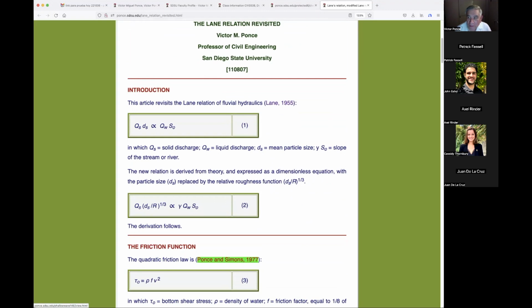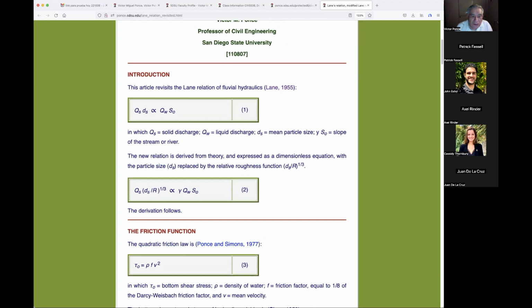Hold on to your seats, because it's going to get rough right now, okay? Lots of equations, and lots of equations that are physically difficult to grasp, okay? Q sub S, solid discharge. Q sub W, liquid discharge. D sub S, mean particle size. S sub S, slope. That's the Lane relation. The new relation is derived from theory and expressed as a dimensionless equation. Here we go, Professor Ponce.